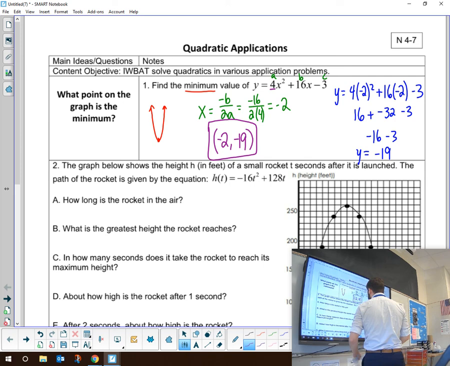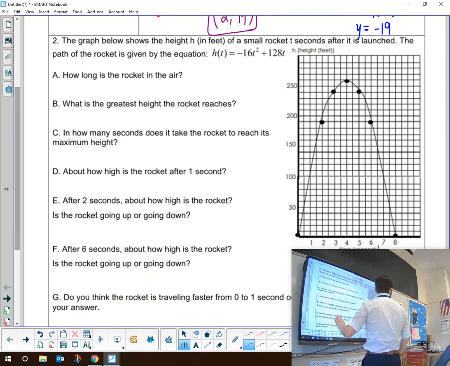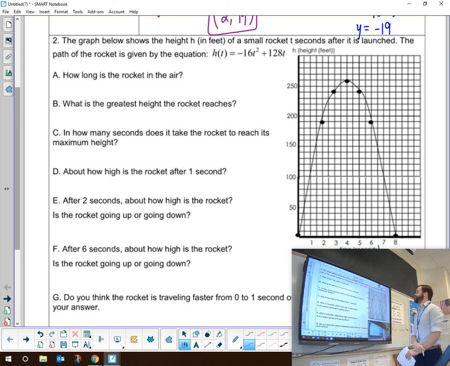Next up, let's take a look here at number 2. So number 2, we have this graph. It's going to show the height h in feet of a small rocket t seconds after it is launched. The path of the rocket is given by the equation h of t equals negative 16 t squared plus 120 t. In other words, here's my graph of the rocket, okay? And so we're going to use that graph to answer some of these questions.